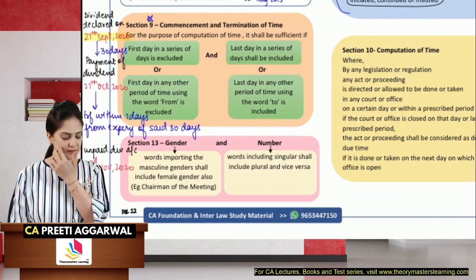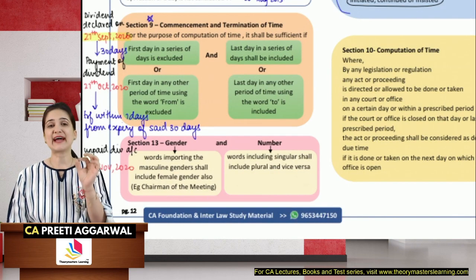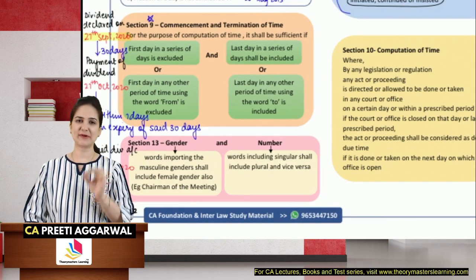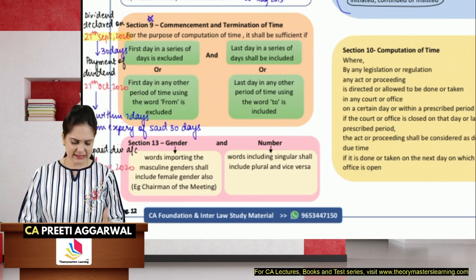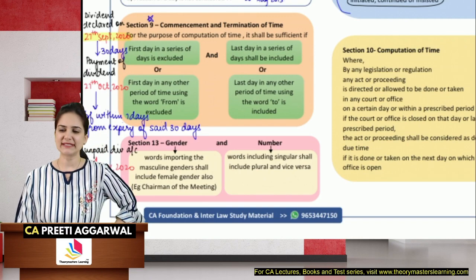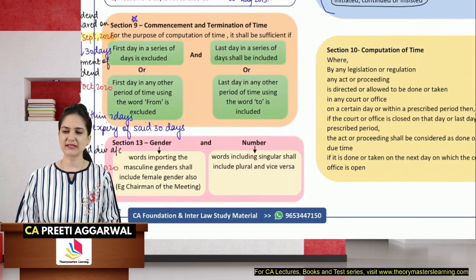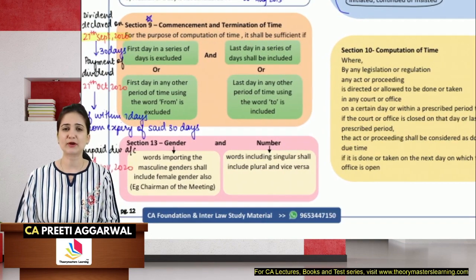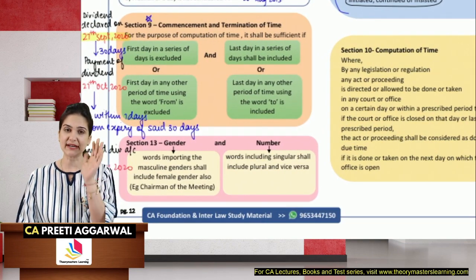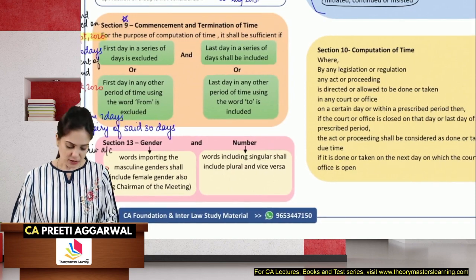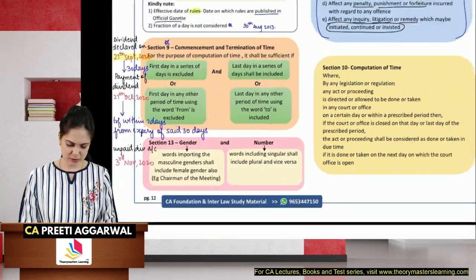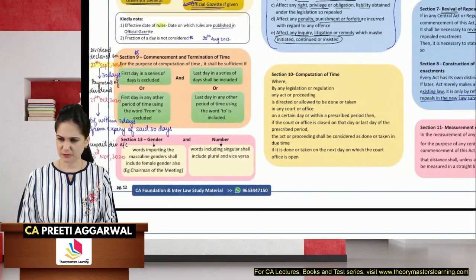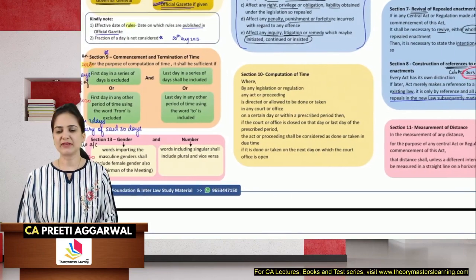Now, in this case, how should we calculate the time? How are those days to be calculated? Let's say that a dividend is declared on 27th of Feb. We know that in case the dividend is declared, it has to be paid, or at least the warrants have to be dispatched within 30 days of declaration of dividend. So it has to be paid within 30 days.